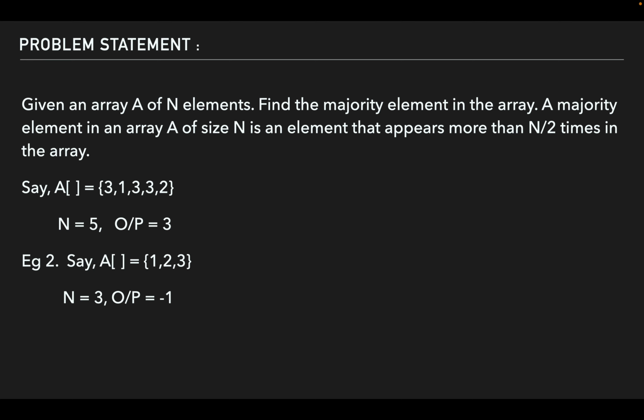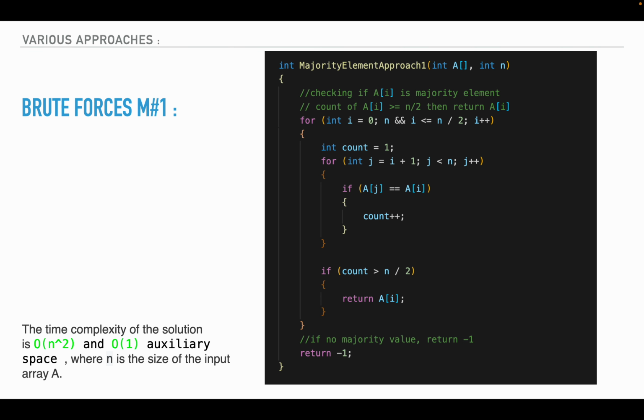Let's start with what comes to our mind the first time, a brute force solution to solve this problem statement. So what we'll do is have a nested loop, keep a counter for each element in A, and keep counting its occurrence. If the counter is greater than n/2, we'll return A[i], breaking the loop, else continue the loop.